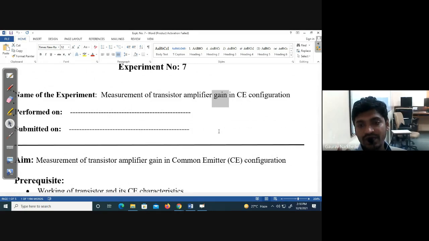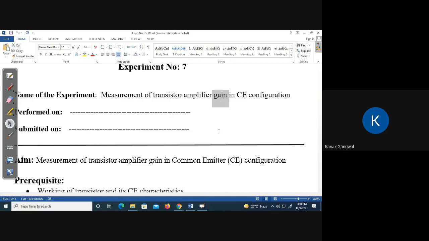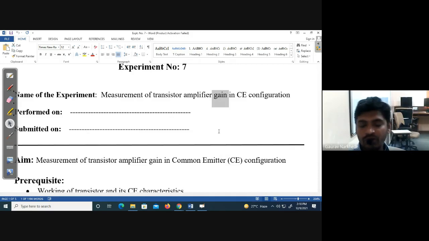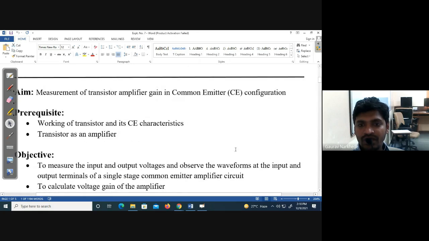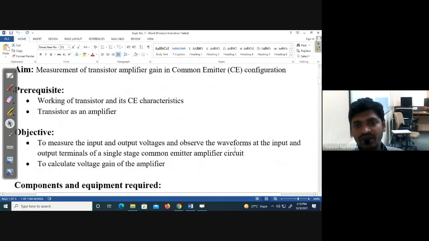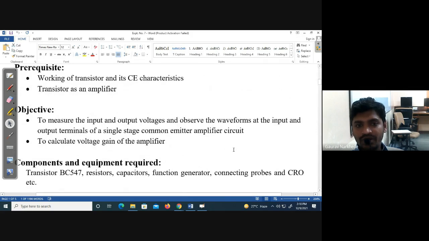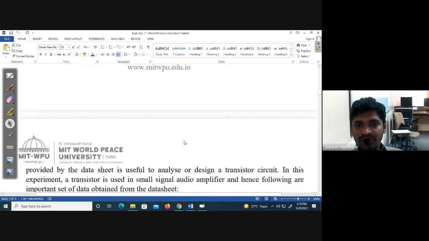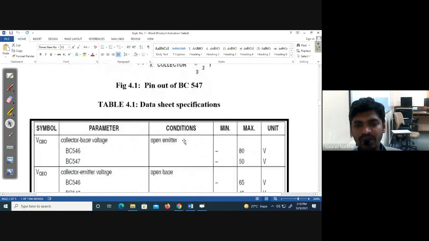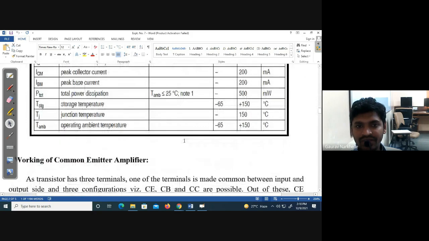So we need to measure the voltage gain here. So what is voltage gain? Output voltage upon input voltage. Very good. Output voltage upon input voltage, right? So that is our aim, to measure the voltage gain of the common emitter configuration transistor amplifier, right? We have seen its theory properly in the class, and we had a quick revision.